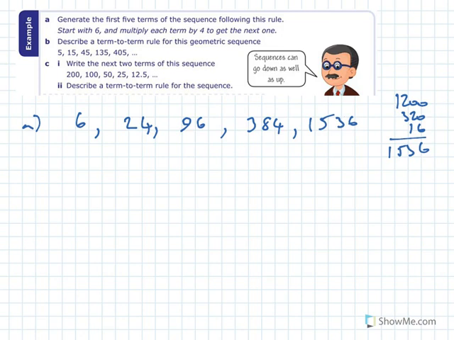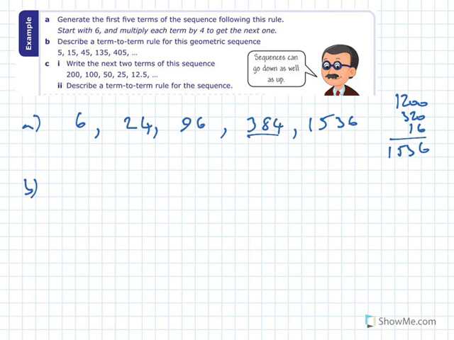Okay, so that'll be the first 5 terms. Assuming I got this term right, I think I did. And for part B, it says describe a term-to-term rule for this geometric progression. So it gives you a different geometric progression. It gives you 5, 15, 45, 135, 405.